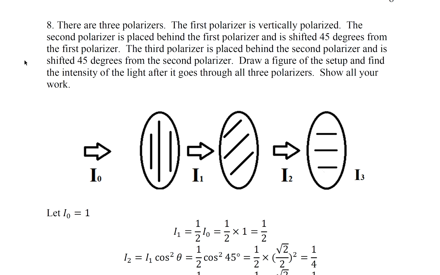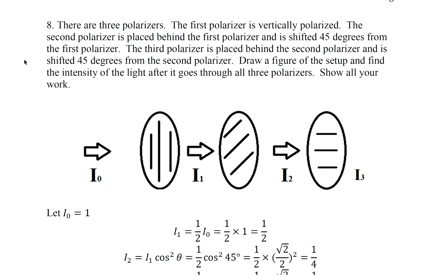Question 8. There are three polarizers. The first polarizer is vertically polarized. The second polarizer is placed behind the first polarizer and is shifted 45 degrees from the first polarizer. Finally, the third polarizer is placed behind the second polarizer and is shifted 45 degrees from the second polarizer. Draw a figure of the setup and find the intensity of the light after it goes through all three polarizers.